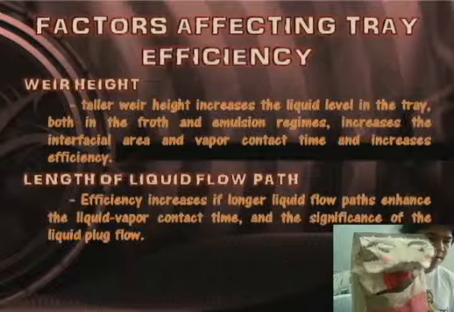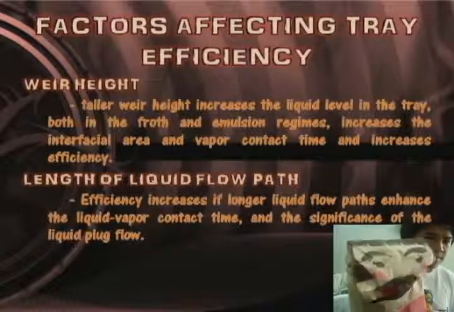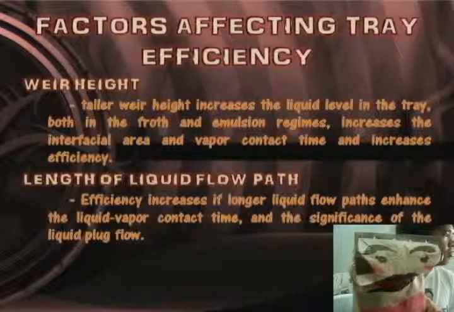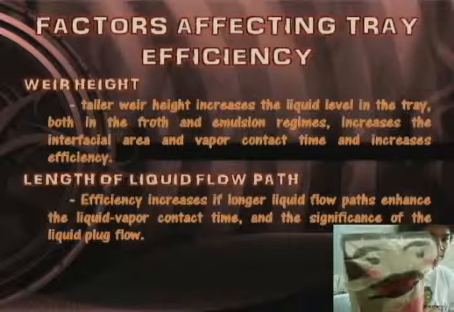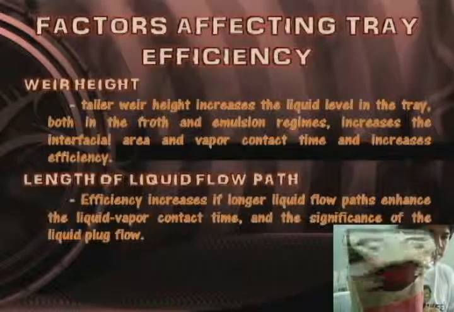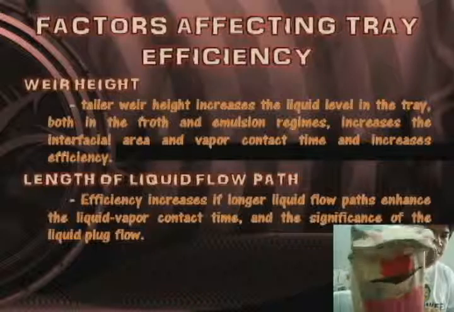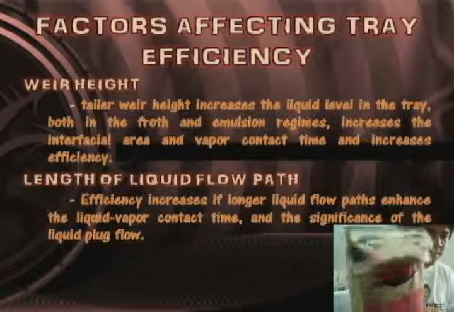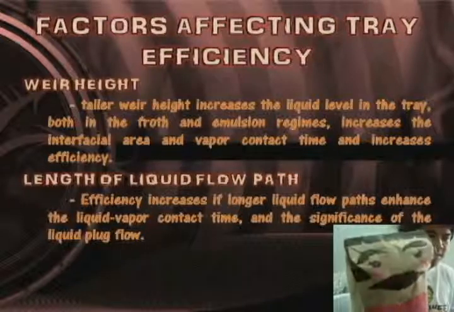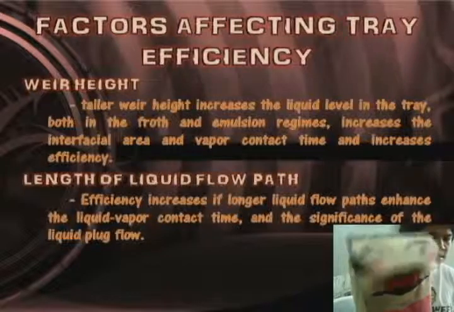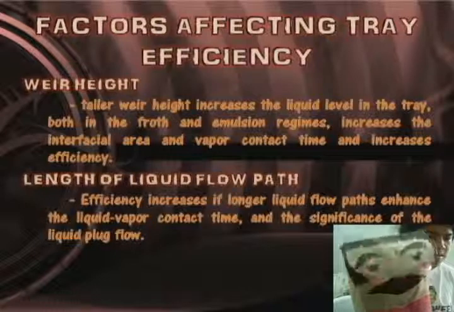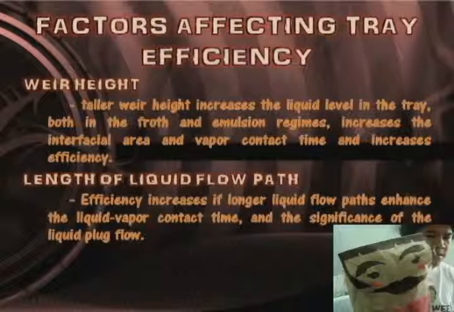Another factor that affects tray efficiency is the weir height. Taller weir height increases the liquid level in the tray, both in the froth and emulsion regimes, increases the interfacial area and vapor contact time, and increases efficiency. Another is length of liquid flow path. Efficiency increases if longer liquid flow paths enhance the liquid-vapor contact time and the significance of the liquid plug flow.